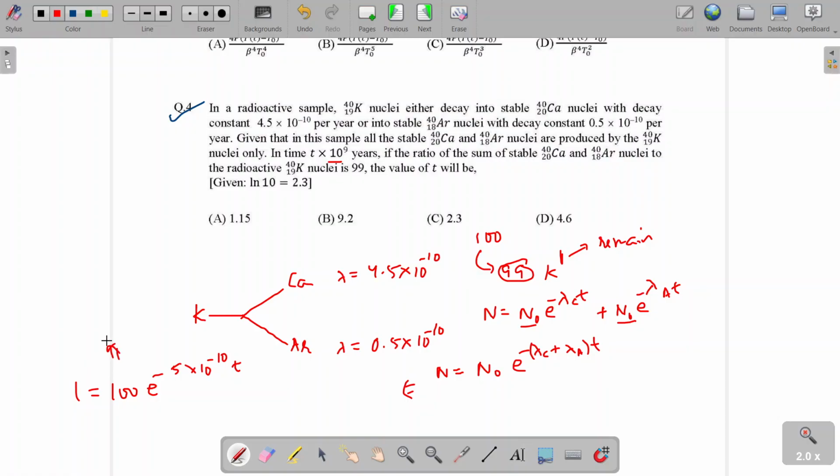Upon calculation here, you will get the answer. You will get something like 5 into 10 to the power minus 10 times t is equal to ln 100. So t is equal to 4.6 divided by 5 into 10 to the power minus 10. So this comes out to be some 9.2 into 10 to the power 9 years. So option B.